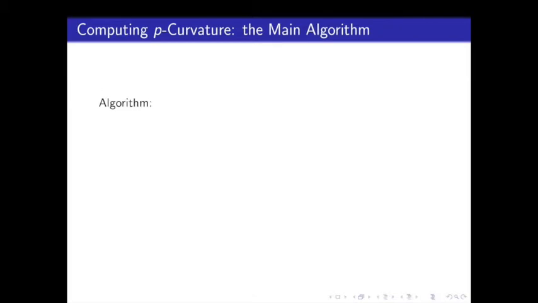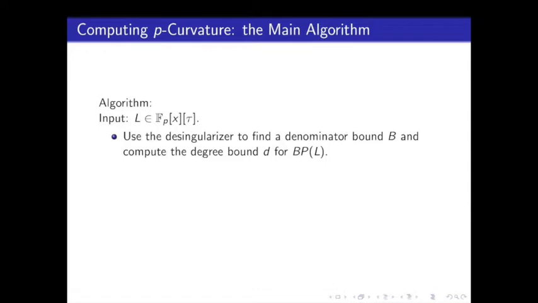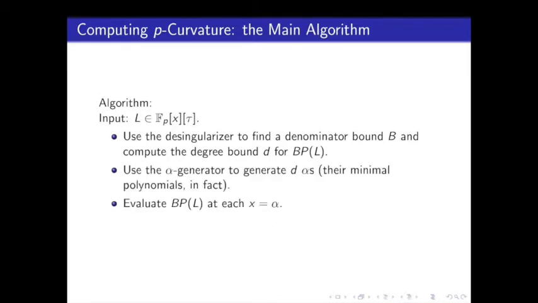Okay, so we can integrate all these algorithms to get our main algorithm. We start with an operator in Fp[x][tau]. We first desingularize L, and then we generate a bunch of alphas, and we then evaluate b times the p-curvature at alpha, and finally we use interpolation to rebuild our p-curvature. Okay, so this is our main algorithm.